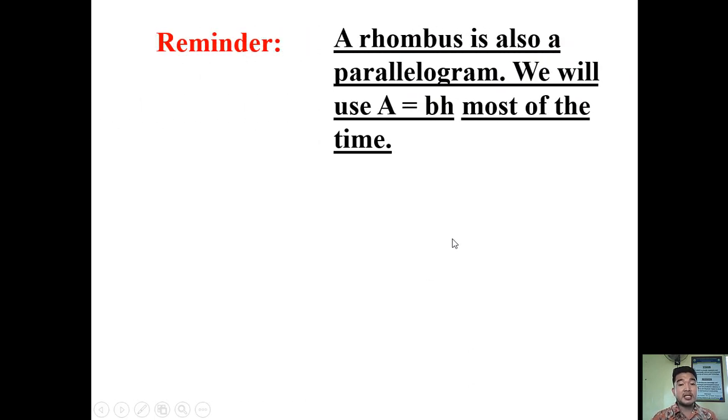Reminder, a rhombus is also a parallelogram. We will use A equals base times height most of the time. So, kung hindi naman given sa rhombus ang kanyang diagonals, pwede natin gamitin yung formula in solving for the area of a parallelogram since a rhombus is a parallelogram.